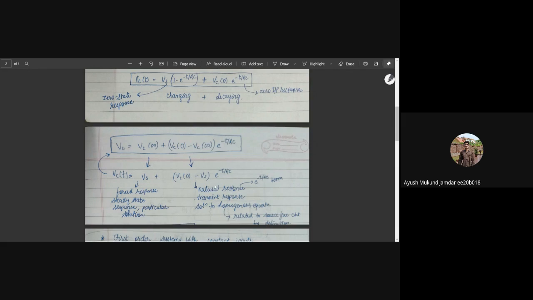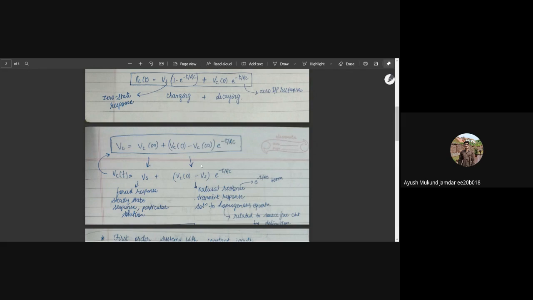And the second term of this equation is what we call the natural response. Natural response because of the exponential term, transient response because it is changing with time, and the solution to the homogeneous equation because that's what we get when there is no source. That is the general solution.